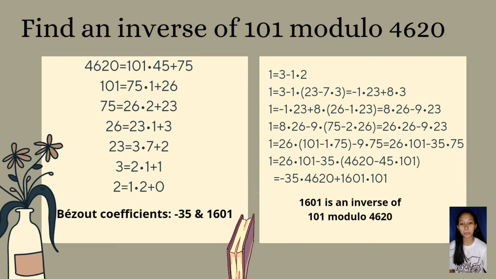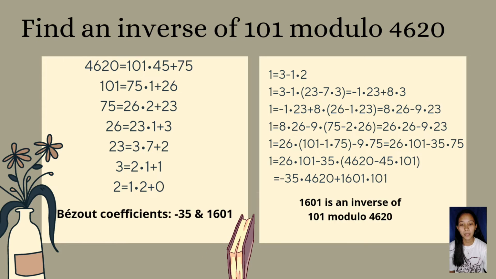So, kukunin naman natin yung pangalawa, yung 101. So, 101 is equals to the remainder. Kukunin naman natin yung remainder, i-divide natin siya sa 101. Kaya 101 divided by 75, meron siyang 1 and may 26 siyang remainder. Kaya ang gagawin natin, 101 is equals to 75 times 1 plus 26. Ganon din yung process hanggang baba. Kaya nagkaroon tayo ng 75 is equals to 26 times 2 plus 23.